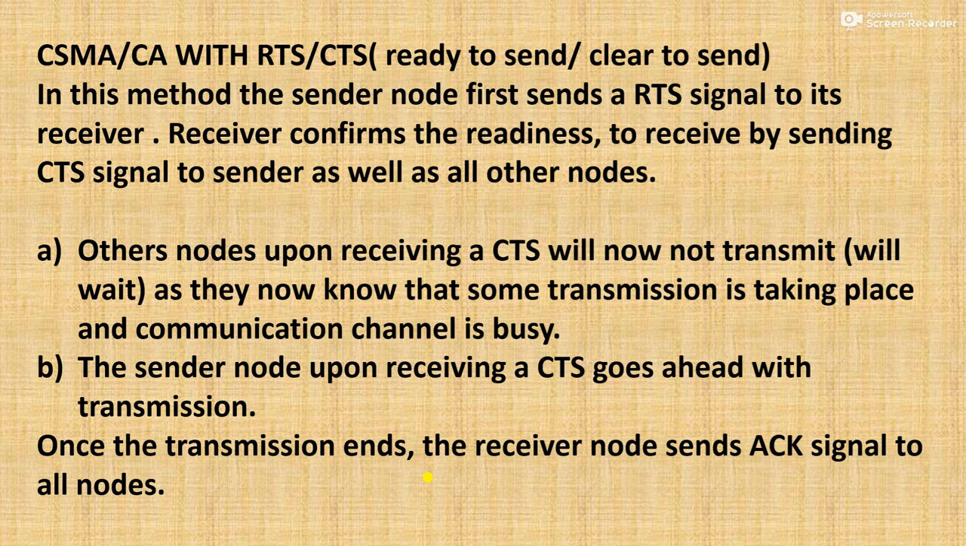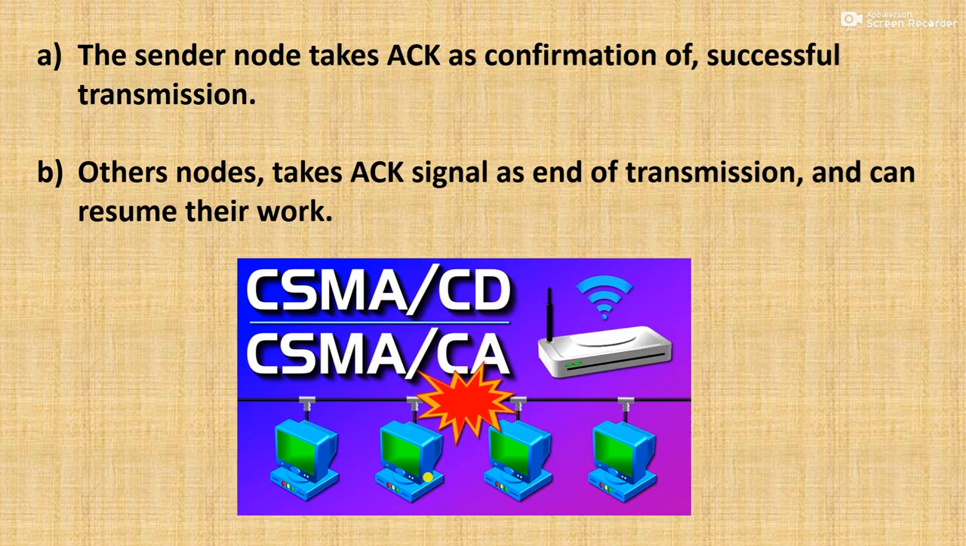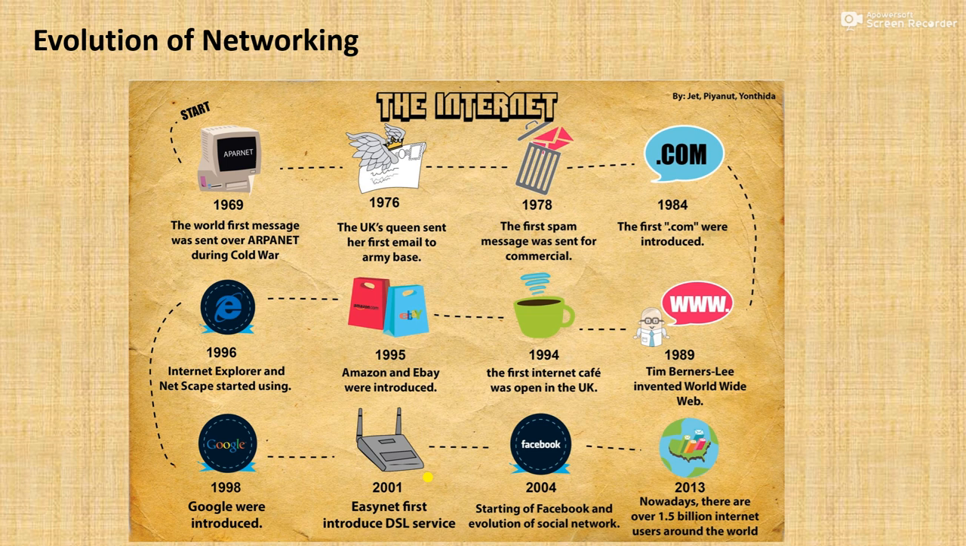Okay, the sender node upon receiving a clear to send goes ahead with the transmission, तो वो ट्रांसमिशन कर देगी. Okay, this is not very important for you, but basically you need to understand what this is. The full forms are very important: CSMA/CD, collision detection, and this, collision avoidance. Okay, now this we will take in the next class, next part.